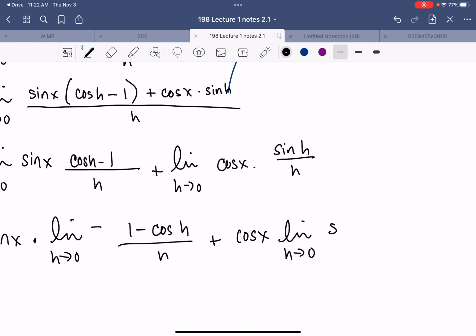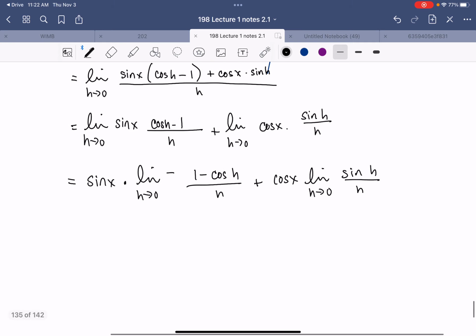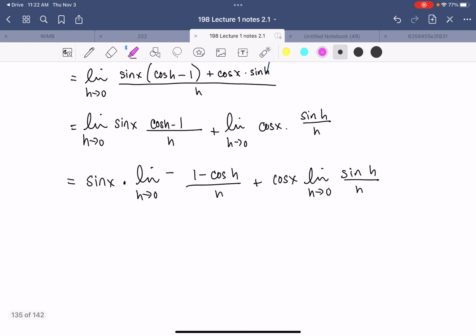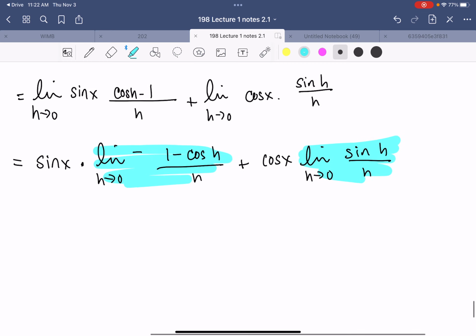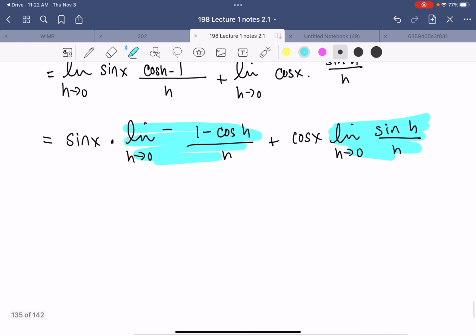And then we have the limit of sine of h all over h. Okay. Now, why did I do that? Well, I did that for a reason, because these limits right here are our special limits back from a few sections ago in chapter 3, in section, I believe it was 3.4.